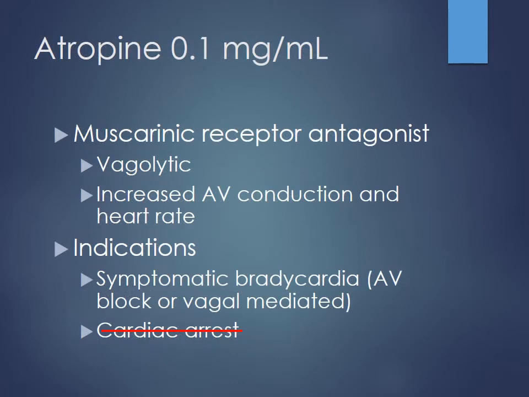Okay, next for bradycardia, you can also use atropine. Again, this is going to be working as a muscarinic receptor antagonist. It's going to be acting as a vagolytic, so basically it just takes that vagal stimulation off of the heart, allows it to beat faster, with increased AV conduction and increased heart rate. This will probably be the first drug that you're going to give for a bradycardic patient in order to reverse that and speed things up.